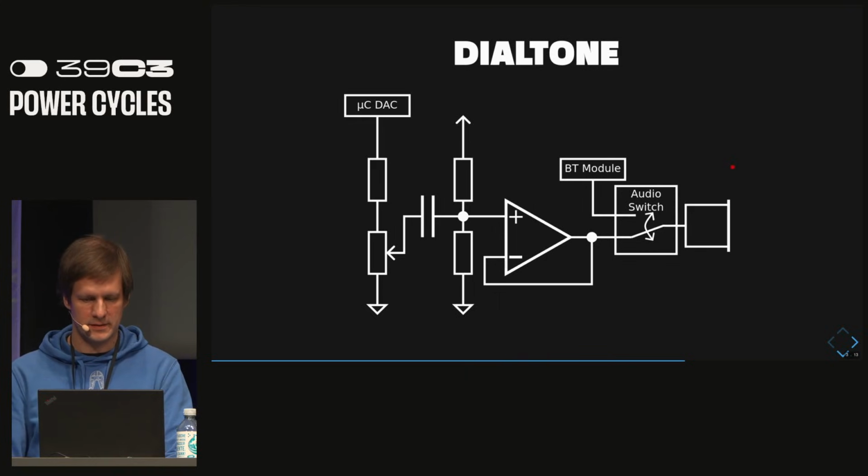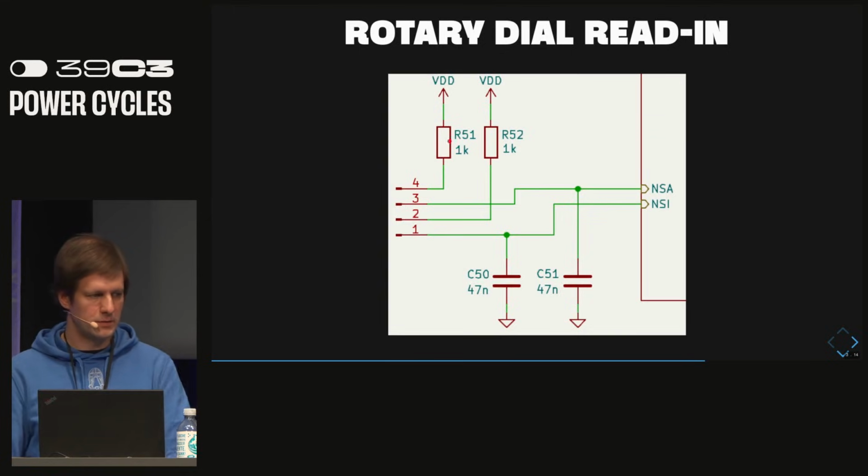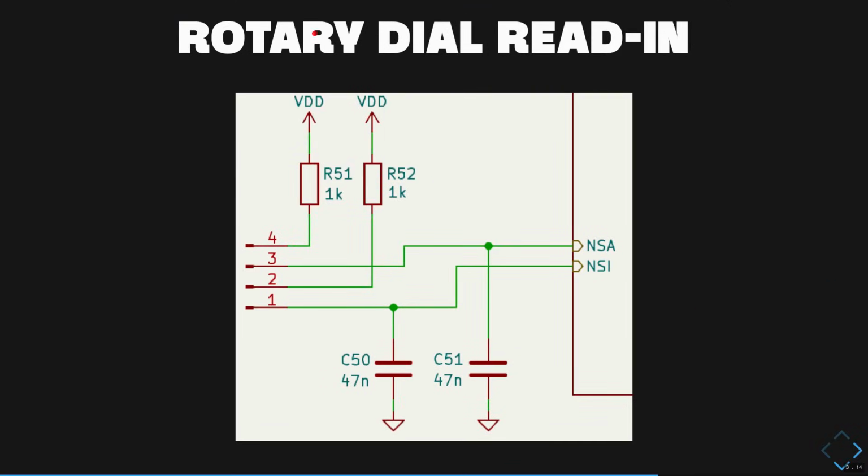All right. So this is pretty simple. You want to read in the rotary the number you're dialing. You can use microcontroller GPIO pins for that. That's pretty simple. Use a pull-up resistor externally. I configured the microcontroller pins to be pulled down. And one thing to note is the capacitors here. They are just used for debouncing.